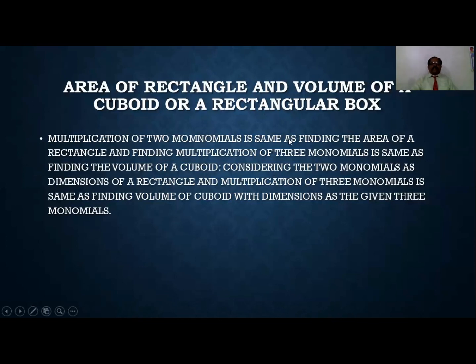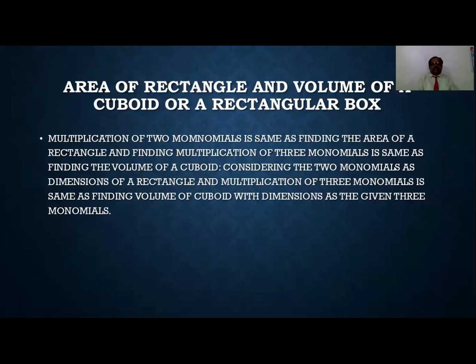So this is the application of the multiplication of monomials, taken two at a time or three at a time. If two monomials are taken, it will be the area of a rectangle. If you are given three monomials, we can consider it as the volume of a cuboid. Clear? So let's move ahead.